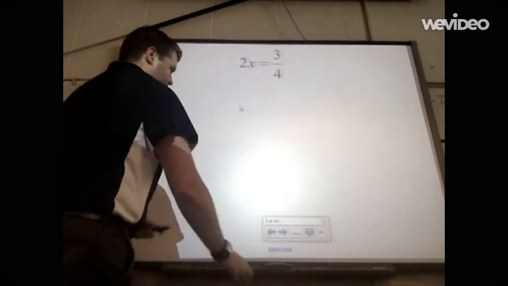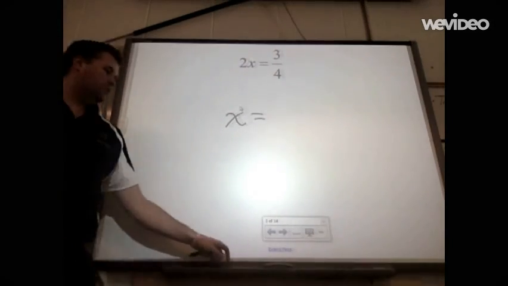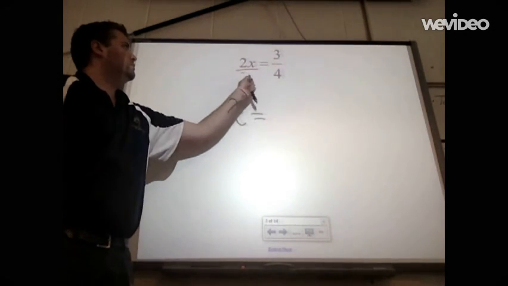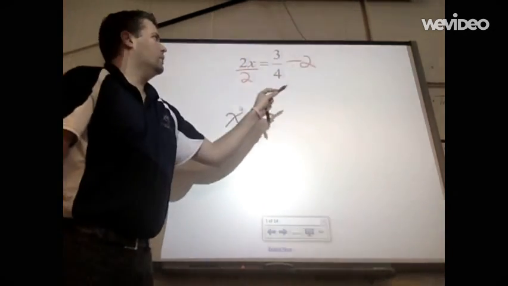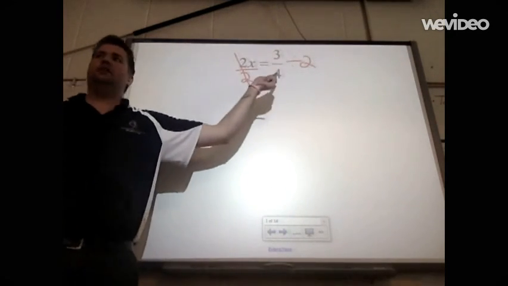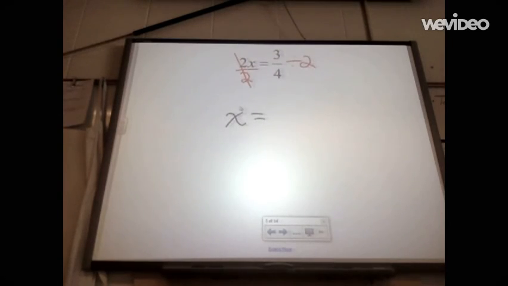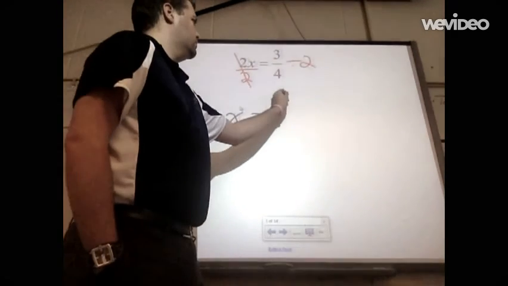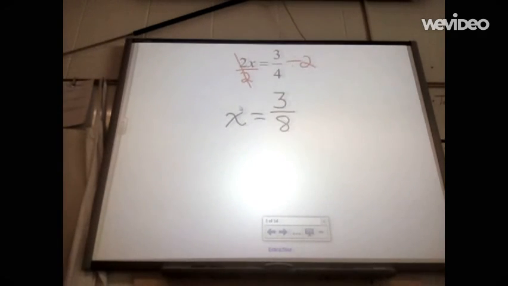Okay, so how do you get x by itself? What do you do? So divide both sides by 2. Okay, so those two cancel, leaving just x. And using fractions, what's the answer? 3/8. Okay, so that's the first part.